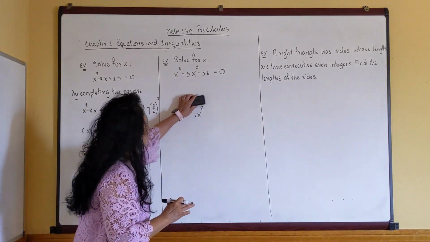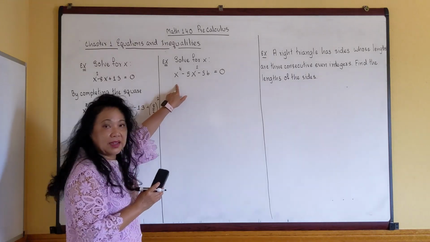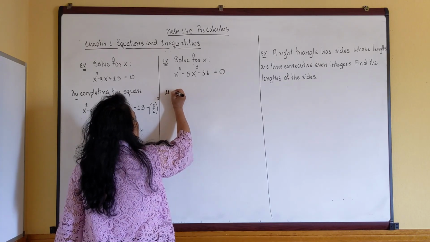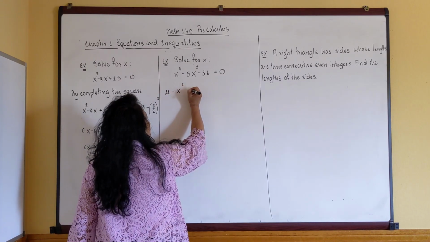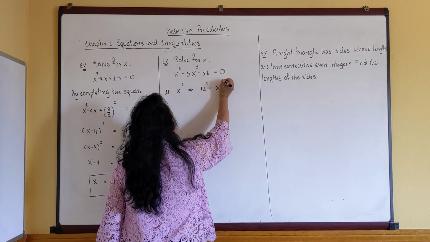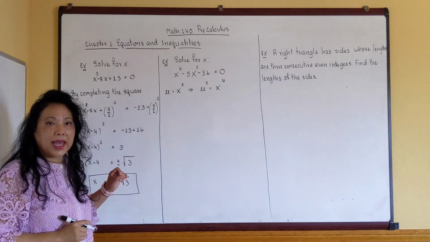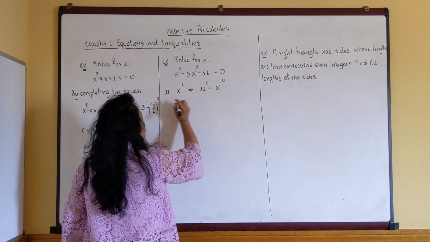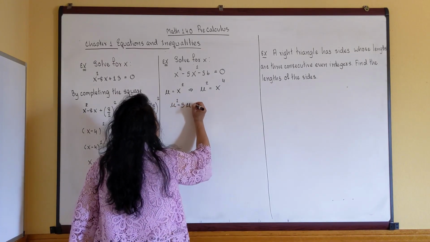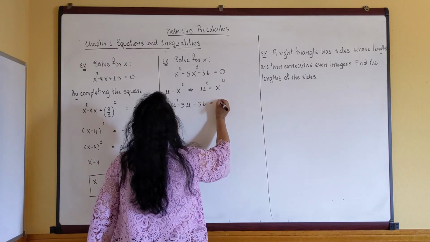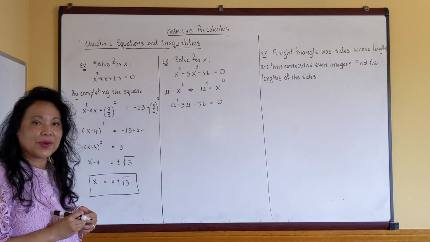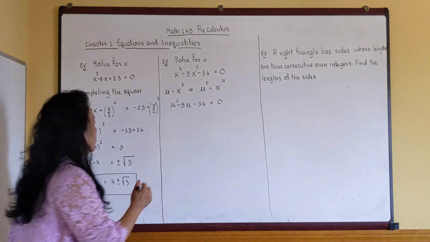So I'm going to use substitution because if I square this term, I get this one. So I'm going to let my u be this second term here. So my u will be x squared. This implies my u squared will be x to the fourth. Now I'm going to replace all my x with the u. So x to the fourth will be my u squared, minus 5, x squared will be my u, minus 36. Now it's quadratic. So you can factor, you can use the quadratic formula, you can use completing the square, but I'm going to do factoring.